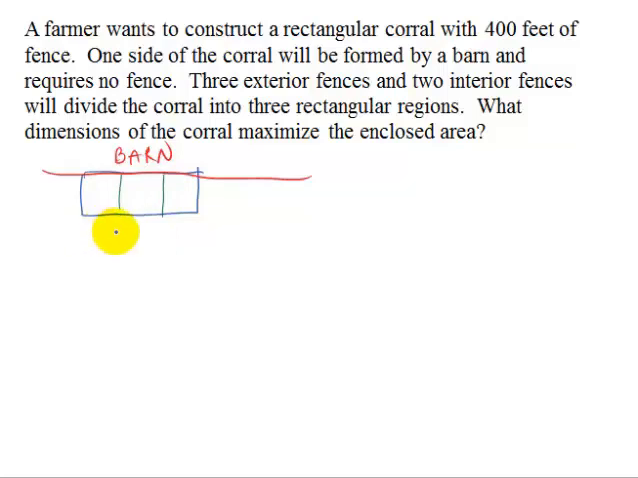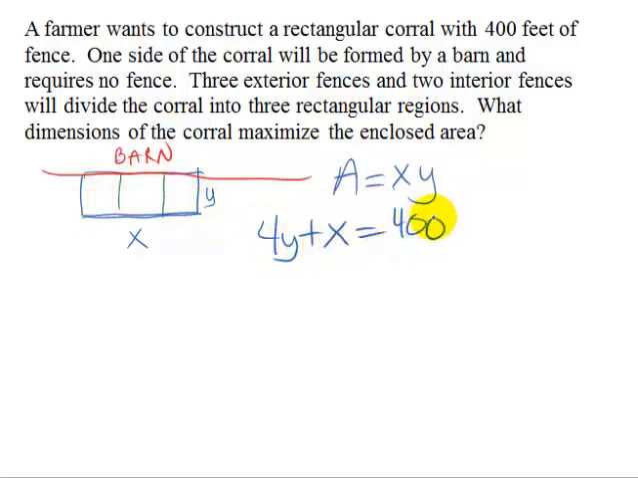So let's go ahead and call this length here y, and that's going to be the same for each of these fences, and we'll call this length here x. And so our maximum area is going to be x times y, but this is what we're interested in maximizing. But let's go ahead and write an equation that adds up our fence. We have 1, 2, 3, 4 y plus an x will equal our 400 feet.